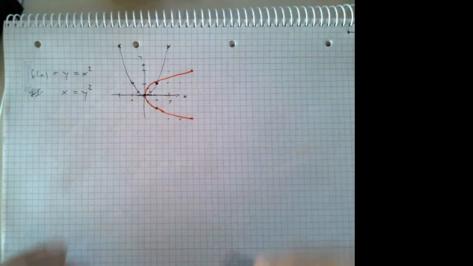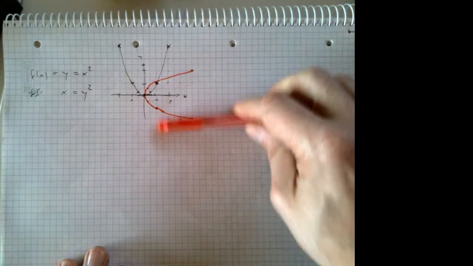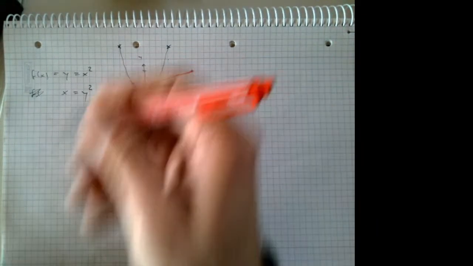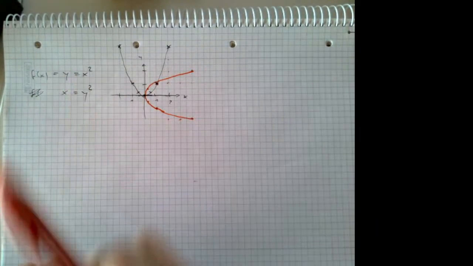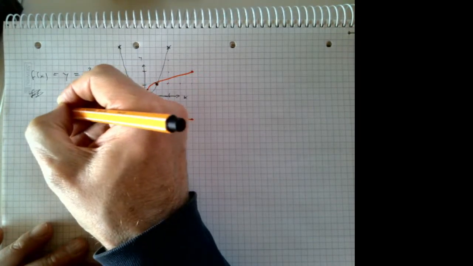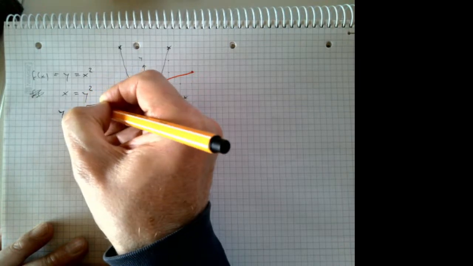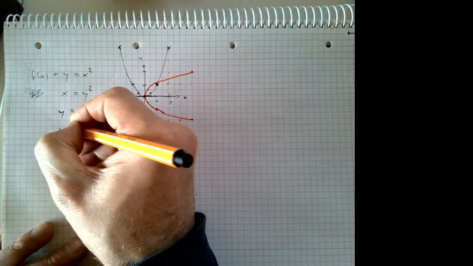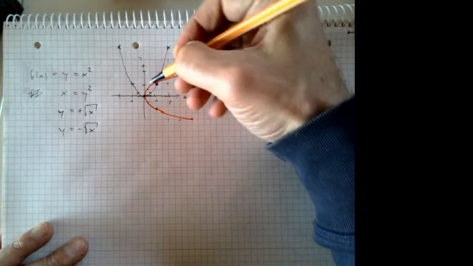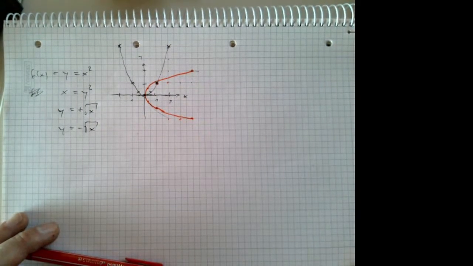Is this a function? No, it is not, because for one x value we have two y values, right? This is not a function. So you have to decide. Basically, what this is, of course, is the square root. So y is either plus square root of x, or y is minus square root of x, right? So you can use this branch, or you can use this branch to make it a function.